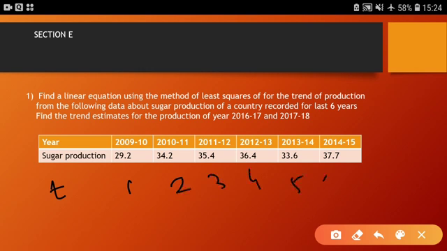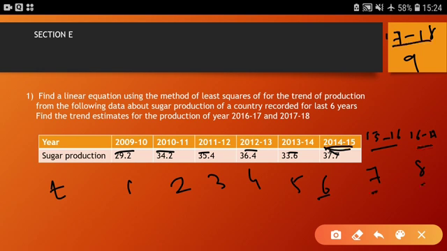This is 1, 2, 3, 4, 5, 6. This ends at 14-15. You can see from the beginning 9-10, 10-11, 11-12, 12-13, 13-14 and 14-15. After 14-15, there will be a year called 15-16, then a year called 16-17, and after that a year called 17-18. If T is 6 here, T will be 7 here, 8 here and 9 here. We are going in the sequence. If 14-15 is 6, then 15-16 is 7, 16-17 is 8 and 17-18 is 9.